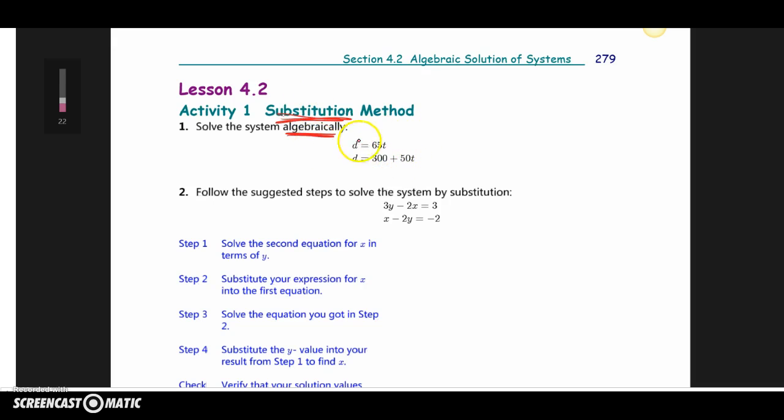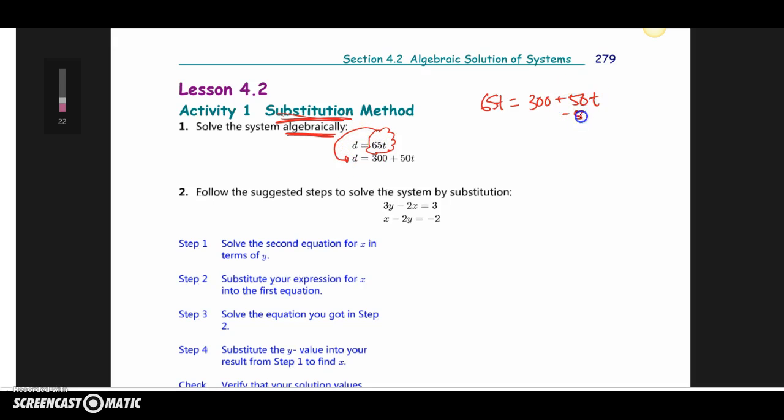Here, the d is already isolated, so you can think of it as all I'm doing is plugging d's value into the other one. Or since d is equal to this and d is equal to that, these guys must be equal to each other anyway. So 65t must be equal to 300 plus 50t. Again, all we did was set the two d values equal to each other.